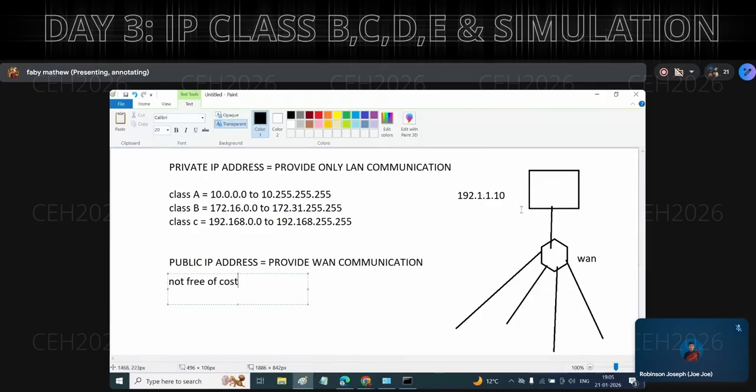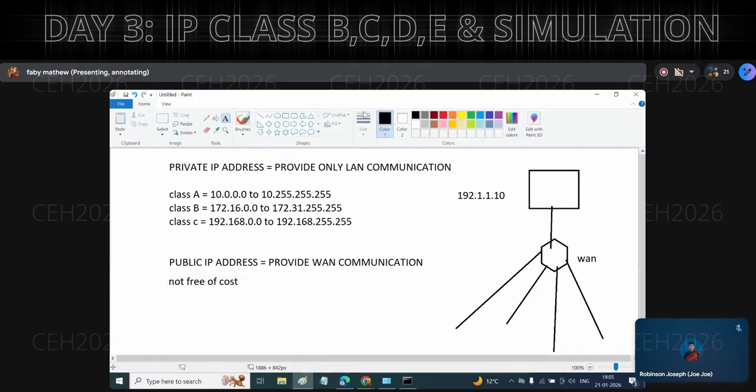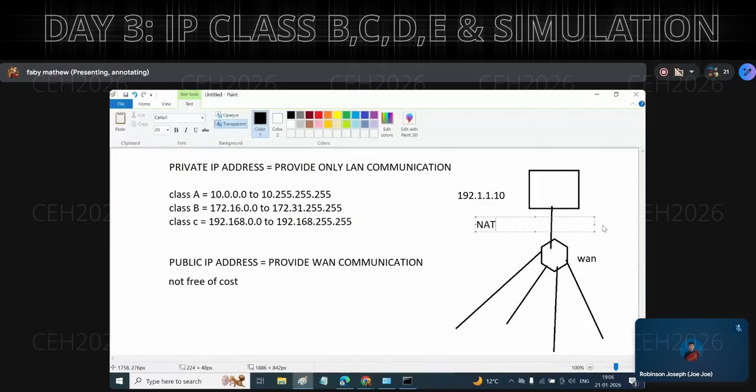So exactly what is happening: this particular IP is not sending the request over the WAN. This particular IP address is not carrying the packet over the network, over the internet. Okay, who is actually carrying the packet? There is a concept of NAT over there. NAT, network address translation, which is configured in your devices.